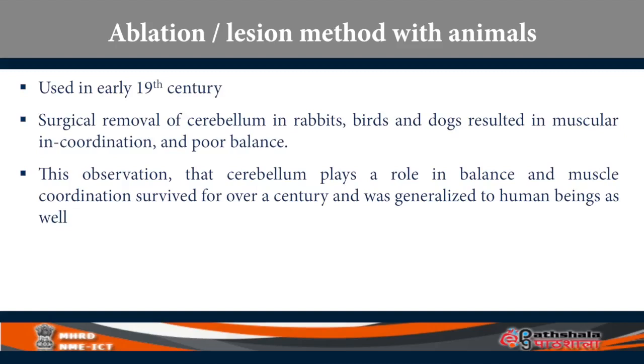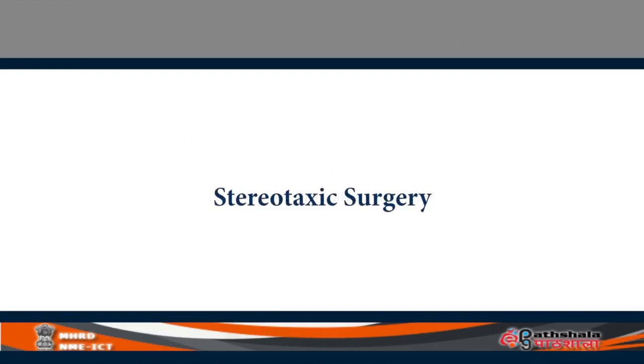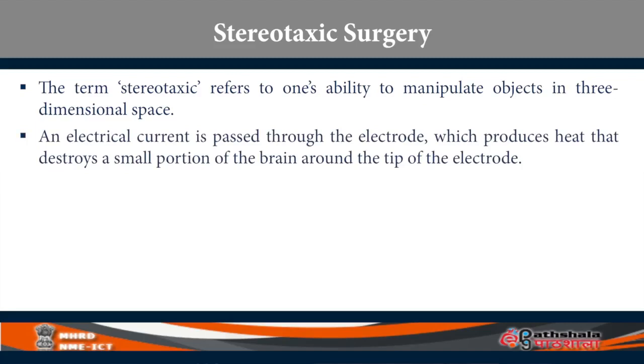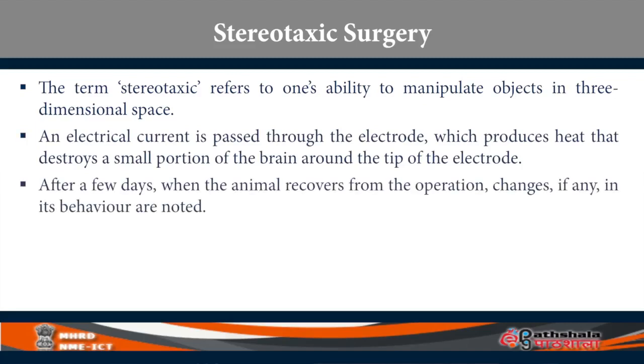Then after ablation experiments, they did something called stereotaxic surgery. The term stereotaxic refers to one's ability to manipulate objects in three-dimensional space. An electrical current is passed through the electrode, which produces heat that destroys a small portion of the brain around the tip of the electrode. After a few days, when the animal recovers from the operation, they see if the surgery has resulted in changes in the behavior of the animal. Observing the animal's behavior before and after the surgery, they compared it and tried to say that since they have destroyed a specific area, that area is responsible for this function which is now gone. That is called stereotaxic surgery.